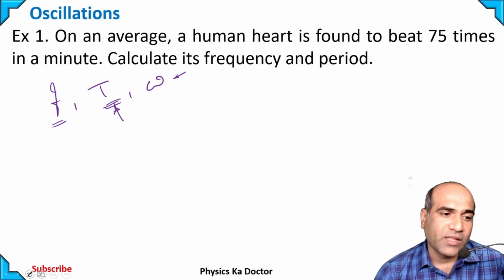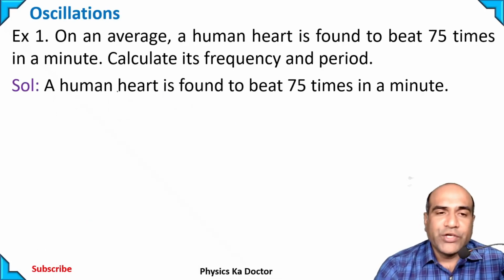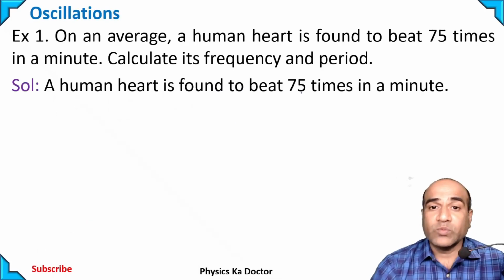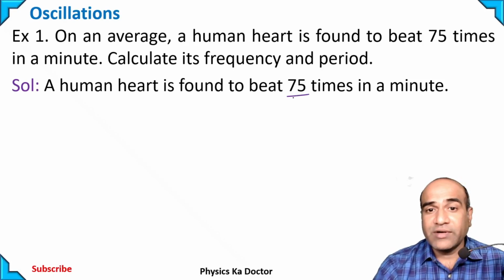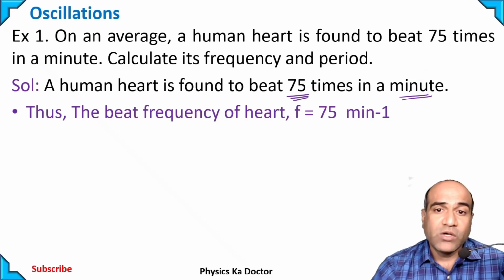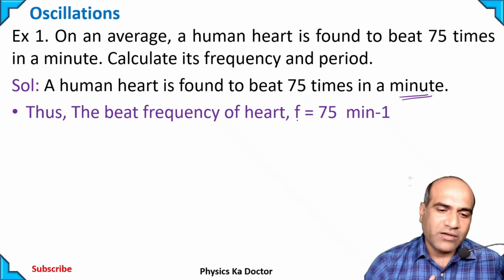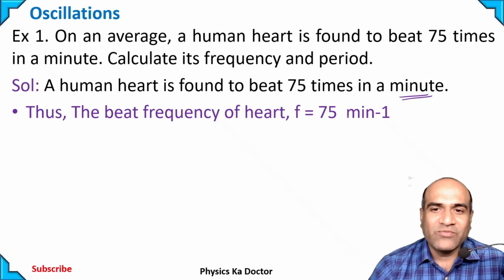Fine. Now, what is 75? A human heart is found to beat 75 times in a minute, or you can say per minute. So can I say f? The beat frequency of the heart is f = 75 minute power minus 1.